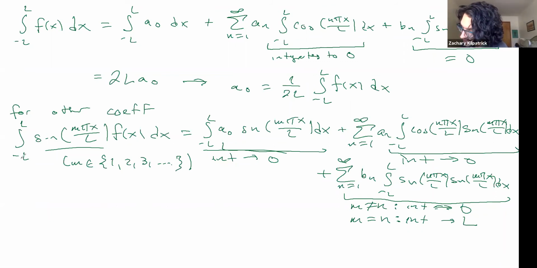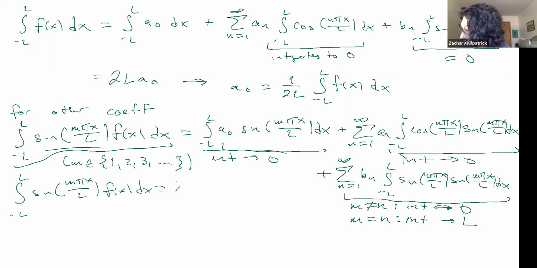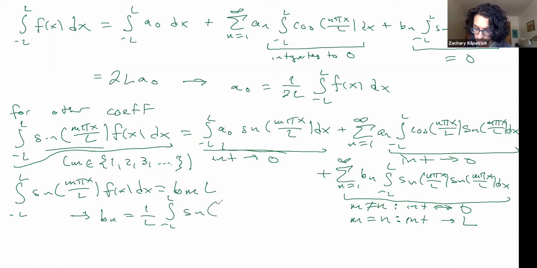So what we get is that this left-hand side now is equal to 0 plus 0 plus everything in here is 0 except for L for m equal to n. So we get the integral from minus L to L of sine of m pi x over L, f of x dx equals bm L. So this implies that, and now I'll swap indices back, bn is equal to 1 over L, integral from minus L up to L, of sine of n pi x over L, f of x dx, okay?